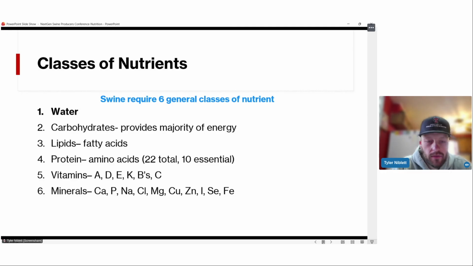And you've got your vitamins. Your fat-soluble vitamins are A, E, D, and K. And your water-soluble vitamins are B and C. And we've got various minerals here that are required in the diet. The two biggest ones I'll recap are calcium and phosphorus because they're important for bone growth and structure.